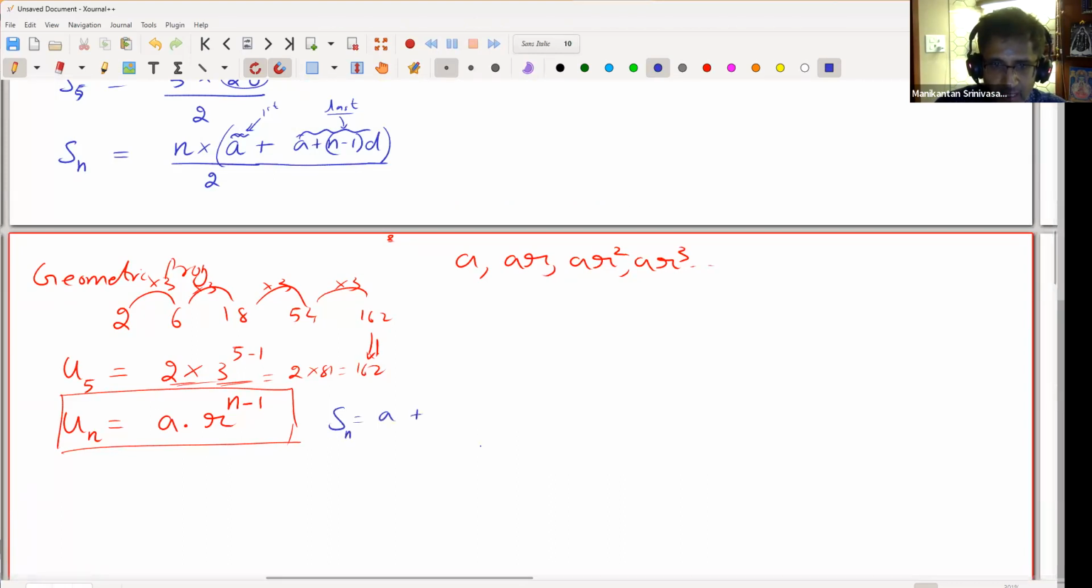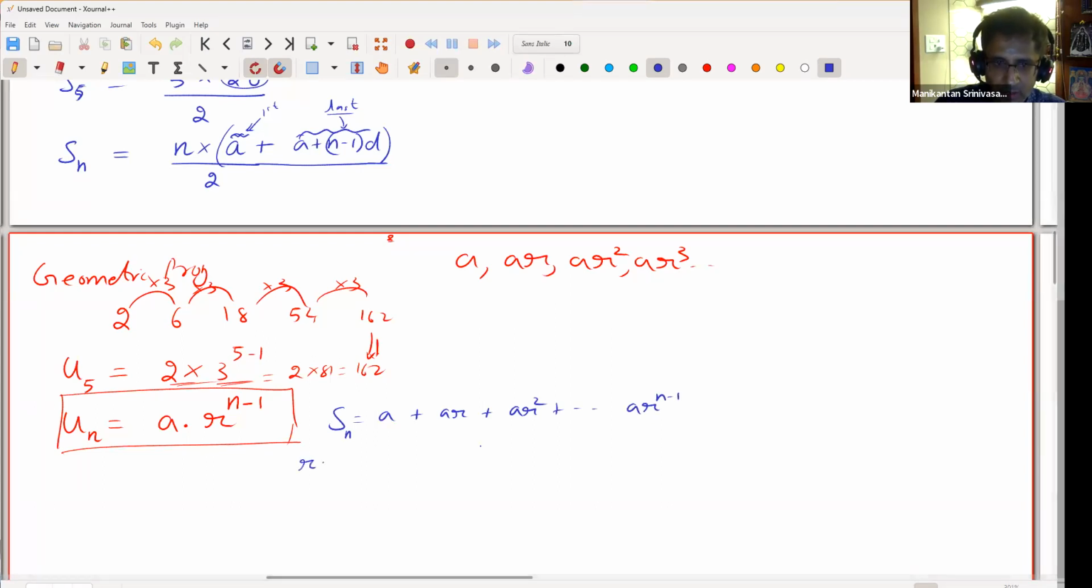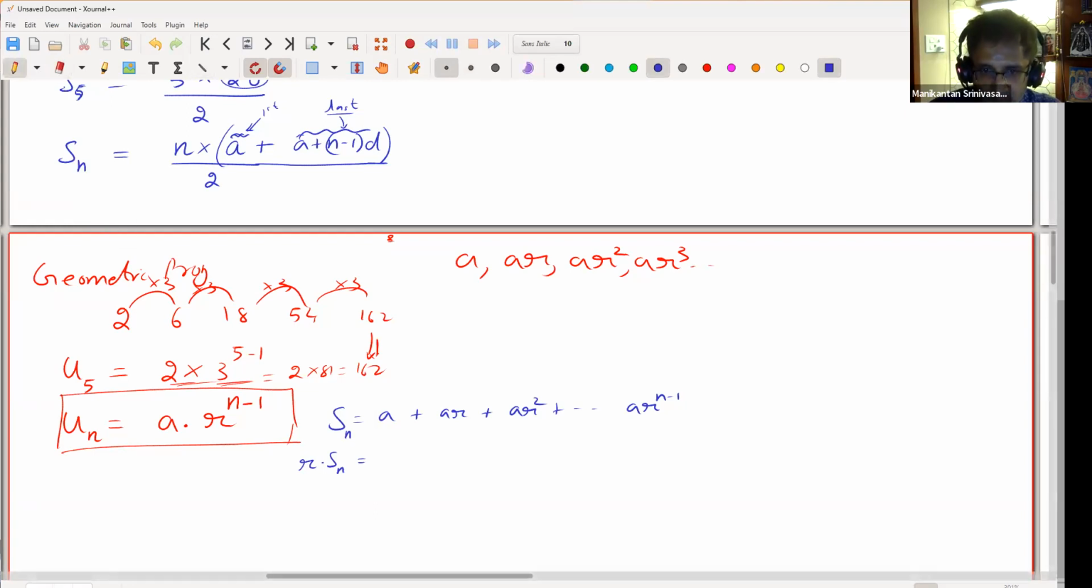So Sn is a plus ar square all the way till ar power n minus 1. Okay, now there's a small trick you can do. Suppose I multiply this whole by r. So I say r times Sn. Then the first term is ar, second term is ar square, and so on. But I'll write it shifted. I'll write the first ar here, and then I'll write the ar square here. And then the penultimate term will be ar power n minus 1, and the last term will be ar power n, which is this guy getting multiplied by r.